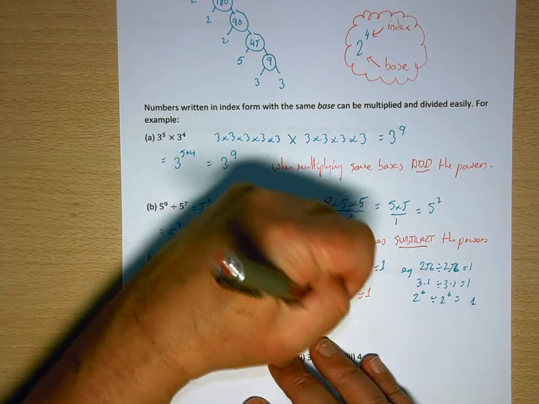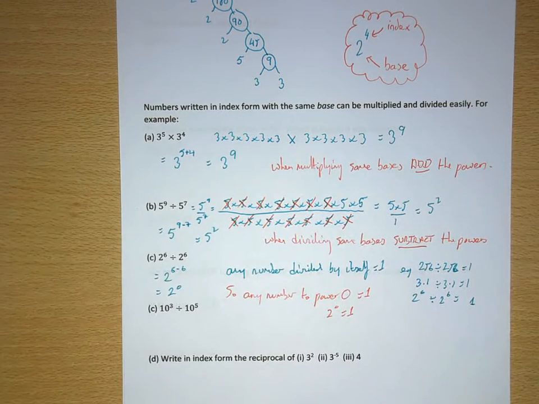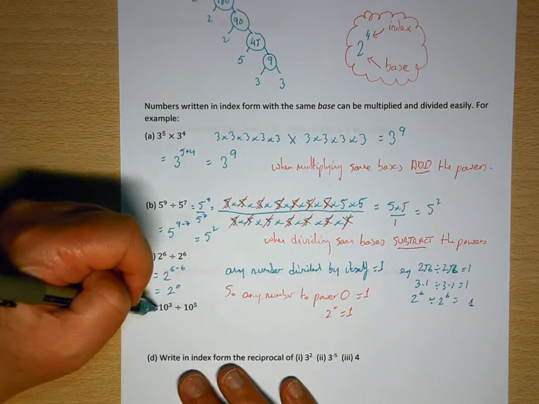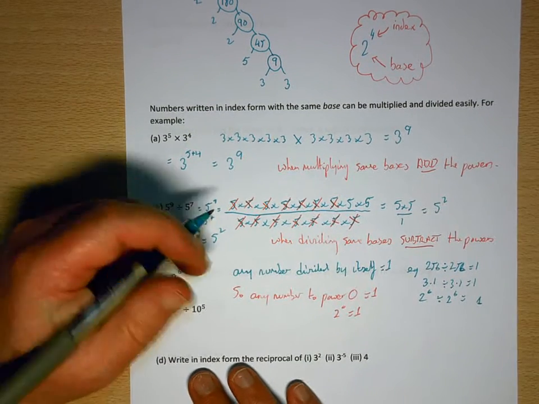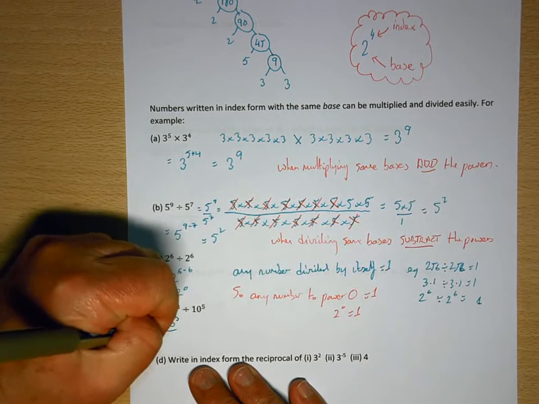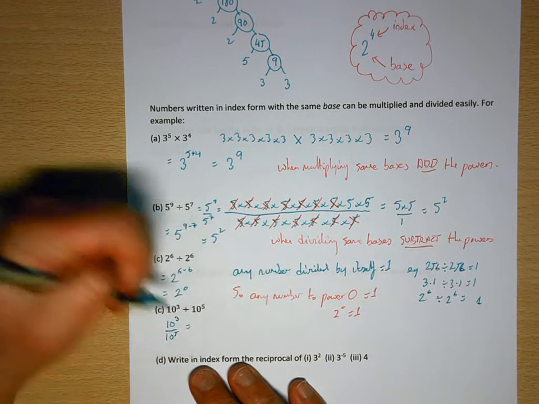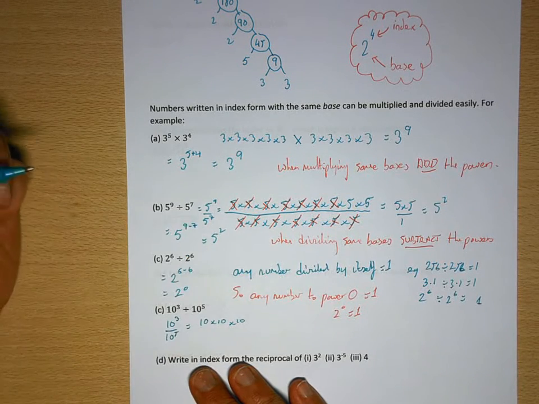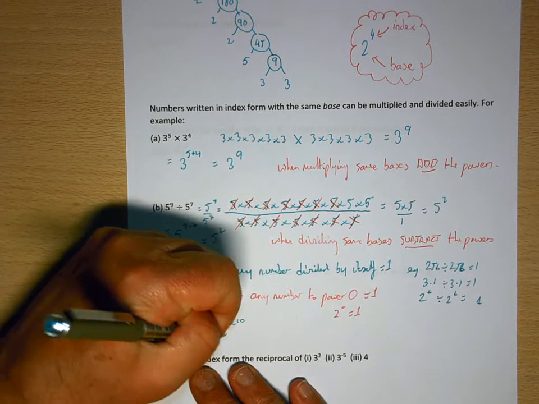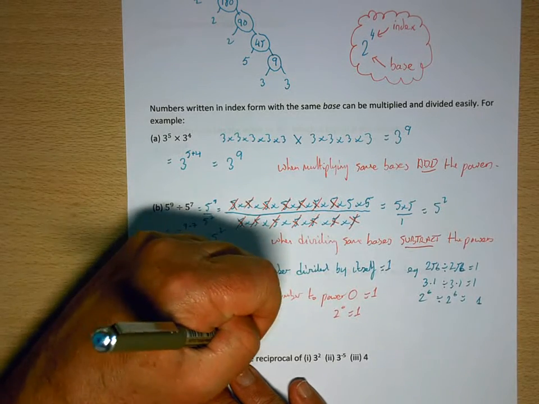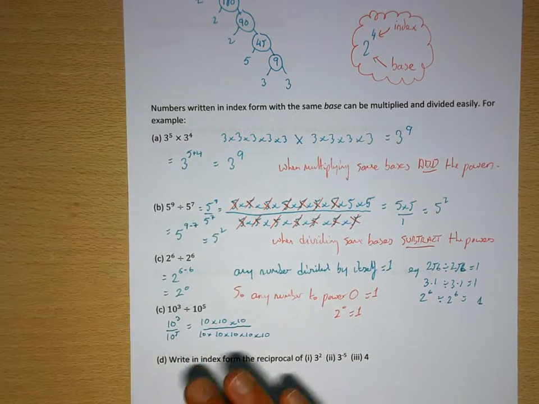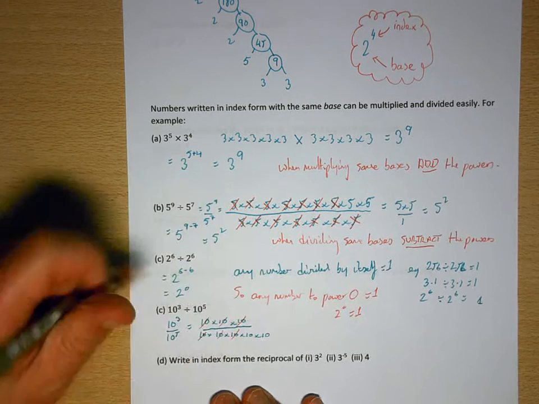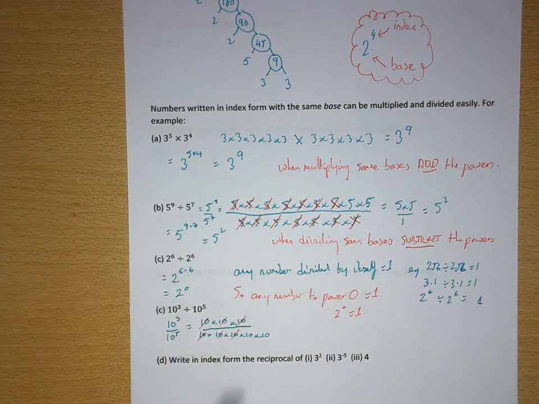So 2 to the power of 0 equals 1. Now, if we look at this one, we know that we've got 10 to the power of 3 divided by 10 to the power of 5. So if I write this out longhand, I've got 10 times 10 times 10 over 10 times 10 times 10 times 10 times 10. So I can knock out 10, 10, 10. I then have to stop because I've run out of 10s on the top.